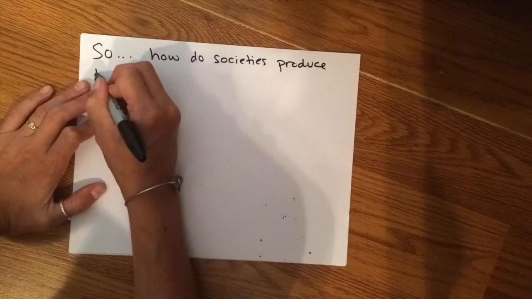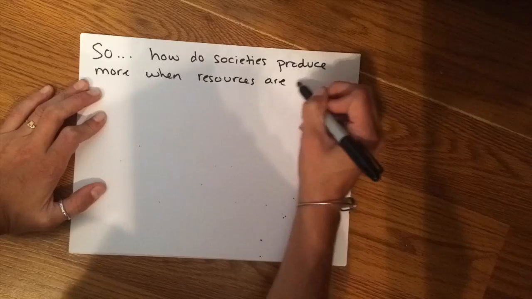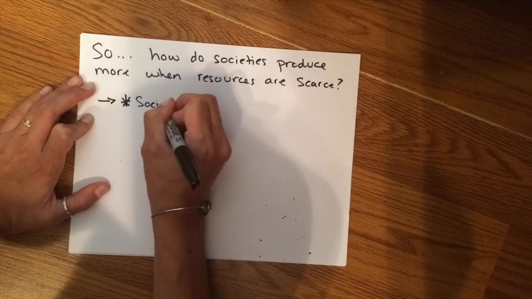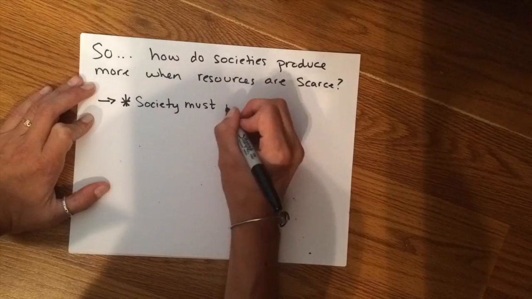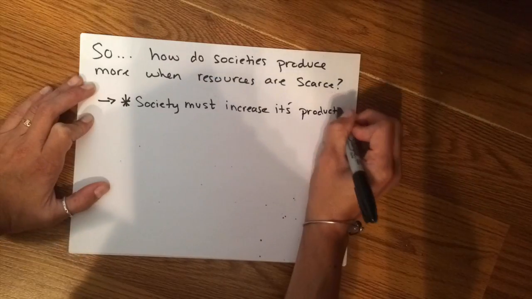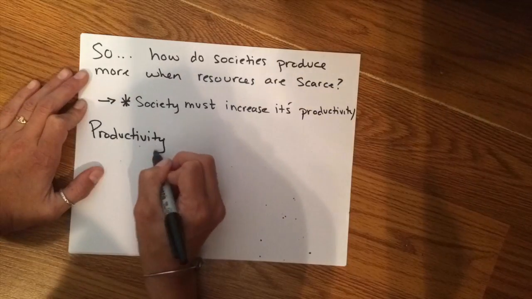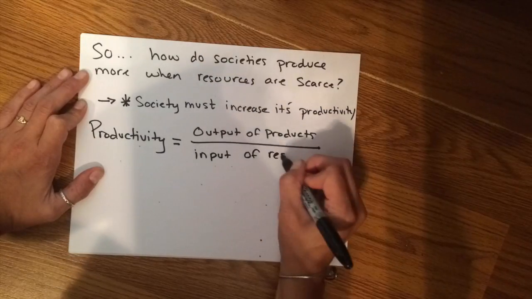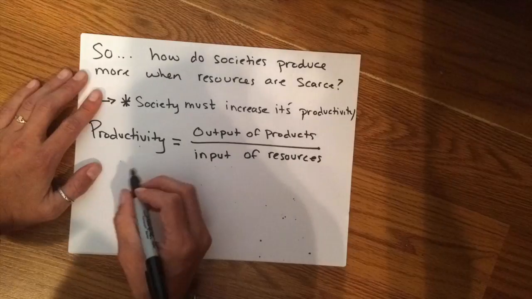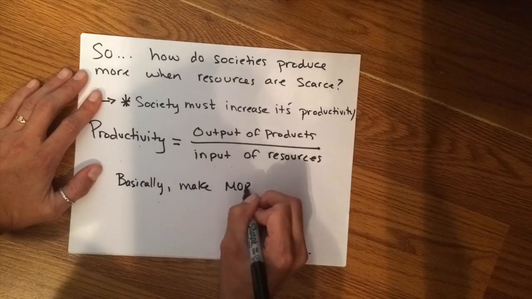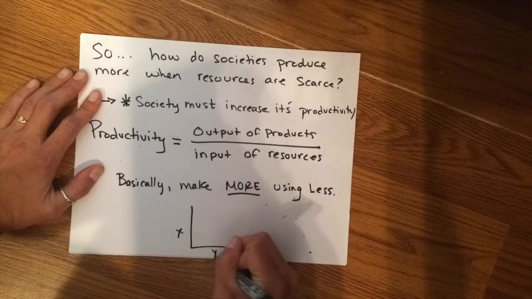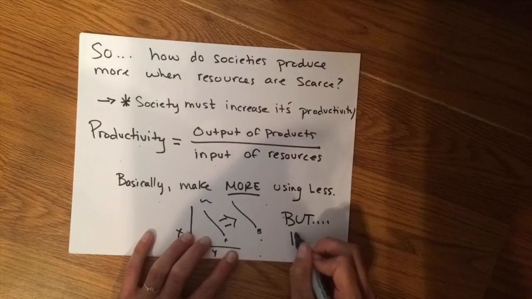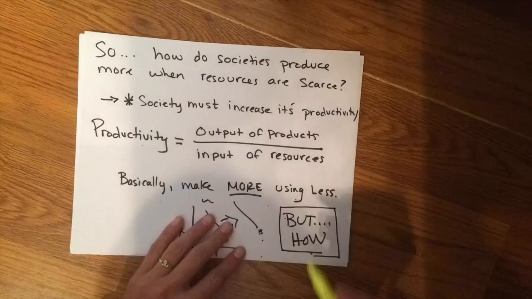So how do societies produce more when resources are scarce to begin with? Well, this has us looking at how societies must increase their productivity. So step one, what is productivity? Well, productivity is output of products divided by the input of resources. So basically, how much a country can make with what it uses, and what we want to do is make more using less. But how?